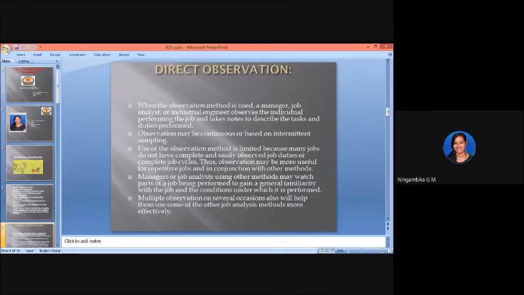By doing multiple observations, it is easy to judge whether they are going properly or whether any duties have been missed which they are actually performing but are not jotting down. So this is all about direct observation. In simple terms, when the observation method is used, a manager, job analyst or an industrial engineer observes the individual directly. They will sit in front of a person and gather the information either from the employee or from a representative of that particular team. So this is all about direct observation. Coming to the next one, that is the interview method.